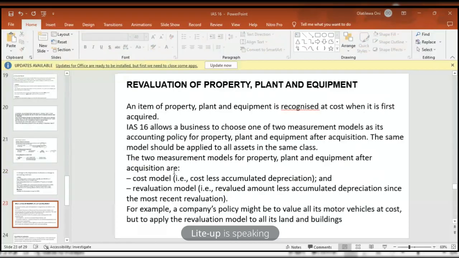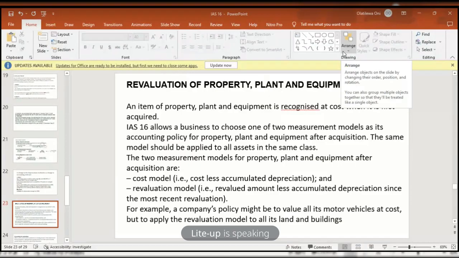So let's go on. Revaluation of property, plant, and equipment. An item of property, plant, and equipment is recognized at cost when it is first acquired, of course. IAS 16 allows a business to choose one of two measurement models as its accounting policy for property, plant, and equipment after acquisition. The same model should be applied to all assets in the same class. What we are saying is, whether you want to use the revaluation model or the cost model, you must make sure it is the same for the same class of assets.